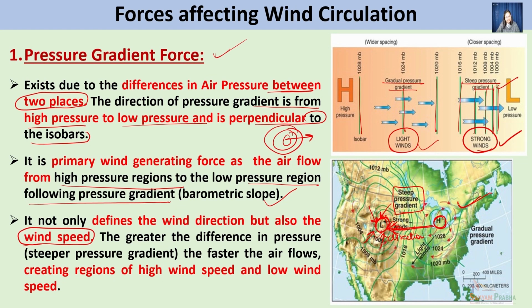So the pressure gradient is the primary wind generating force which exists due to the differences in air pressure of the two places, and it not only defines the wind direction, which is primarily from the high pressure region towards the low pressure region, but it also defines the wind speed, which is greater with the steeper pressure gradient and lighter with the gradual pressure gradient. Because of these differences, it creates regions of high wind speed and regions of low wind speed. So this is how the pressure gradient force affects the wind generation and overall wind circulation.